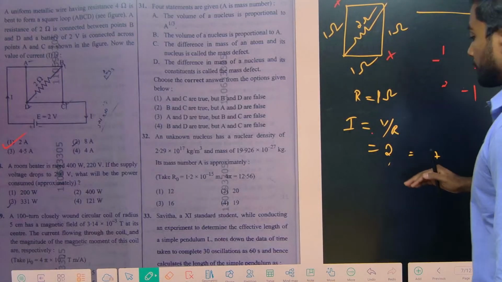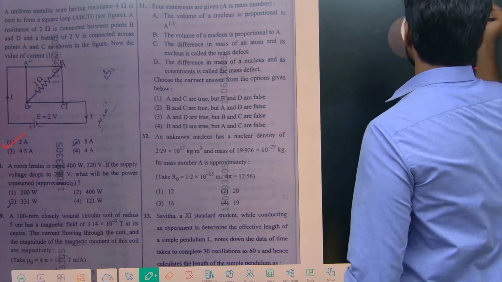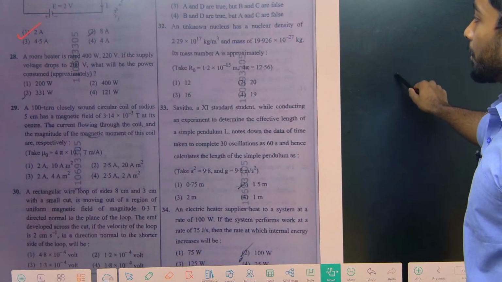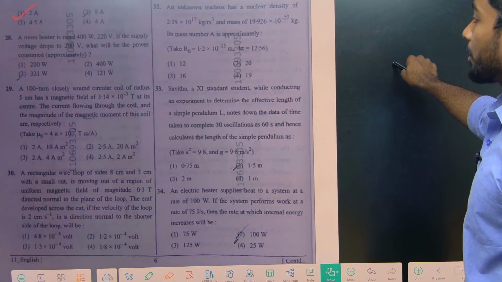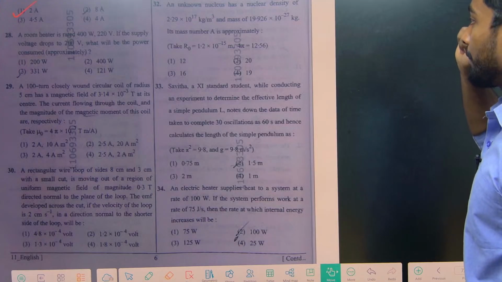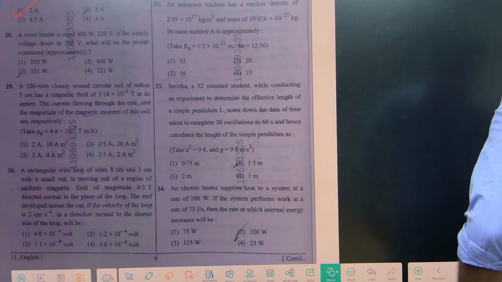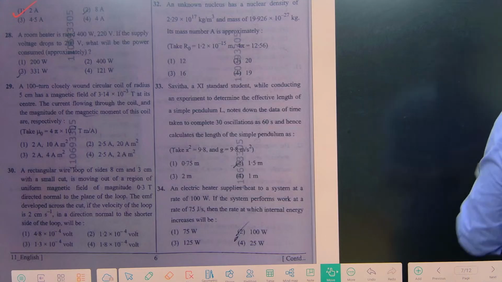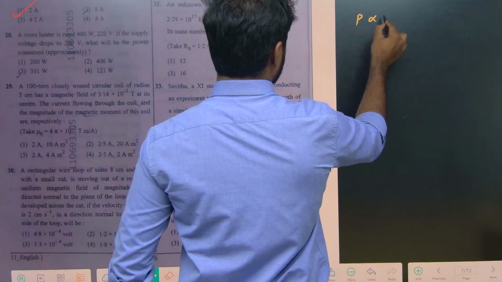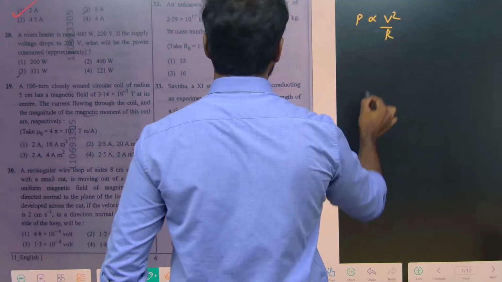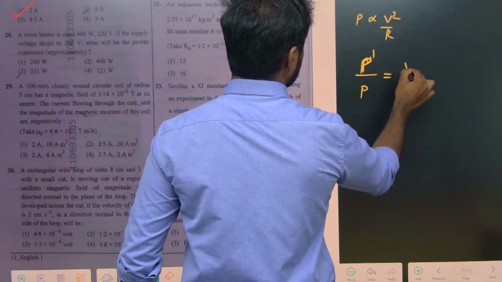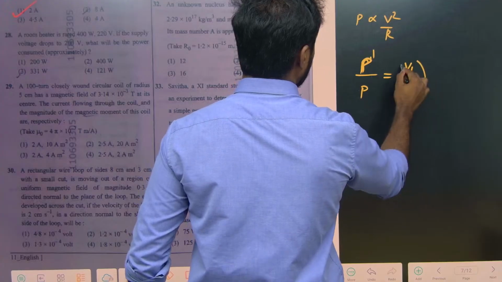Yeah, we'll go for the next one. Twenty-eighth question: a room heater is rated 400 watt, 220 volt. If the supply voltage drops to 200 volt, what will be the power consumed? So what is the formula for power in terms of voltage? P is directly proportional to V square by R. So P dash by P is equal to V1 by V2 the whole square.